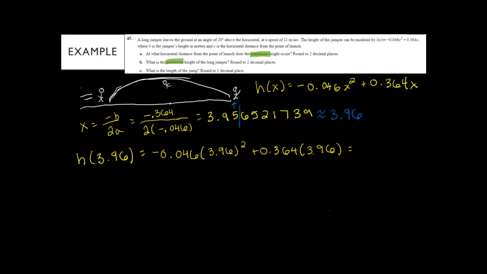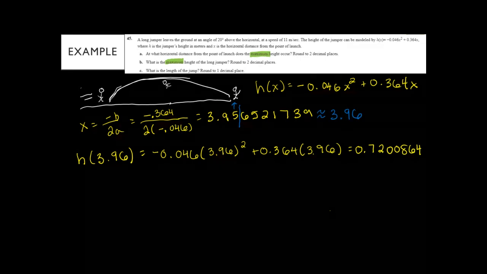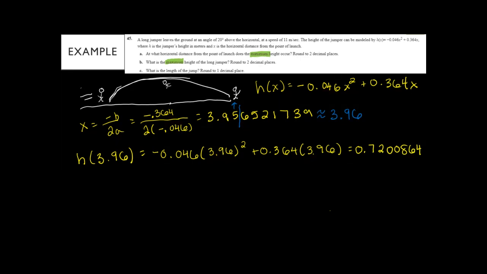You do want to double check what you're entering in, make sure there's no errors, because that's the biggest issue that I see: you leave off a decimal place, or instead of 0.046, you write 0.46. So always be very careful about what you're typing in. But I got 0.7200864. So hopefully you guys also did this and you got the same number.